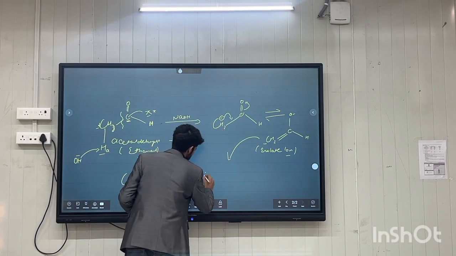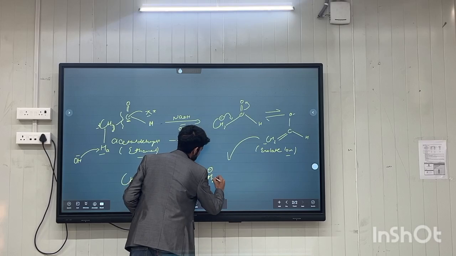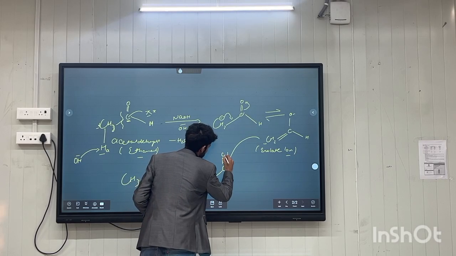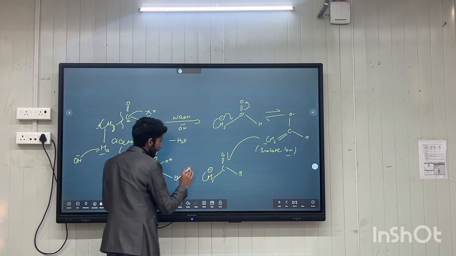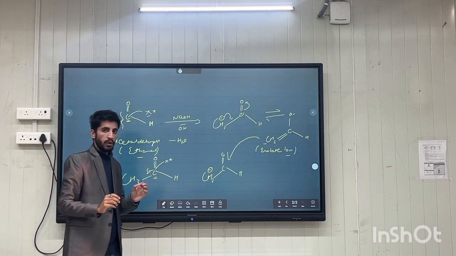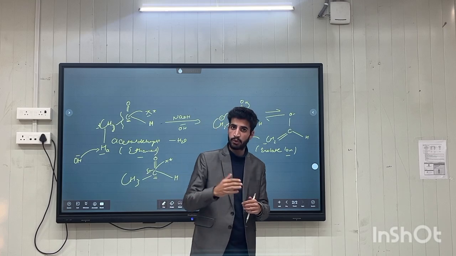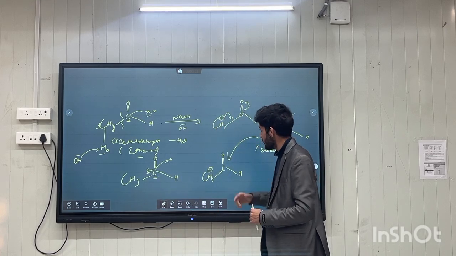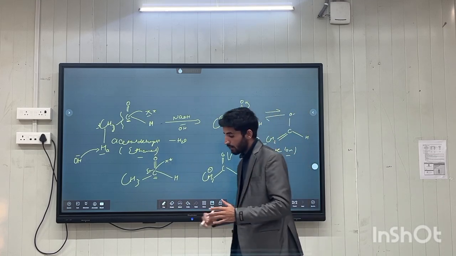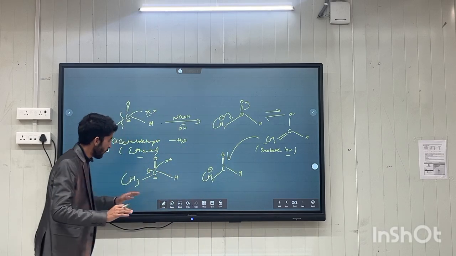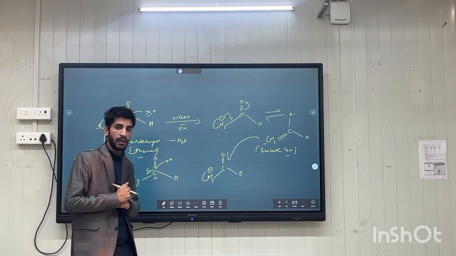If we take this resonating structure, CH2 negative, C double bond O, the carbon having the negative charge is more nucleophilic than the oxygen having the negative charge. Because oxygen is more electronegative, it will of course stabilize the negative charge on the oxygen, and that will reduce the nucleophilicity of this oxygen.